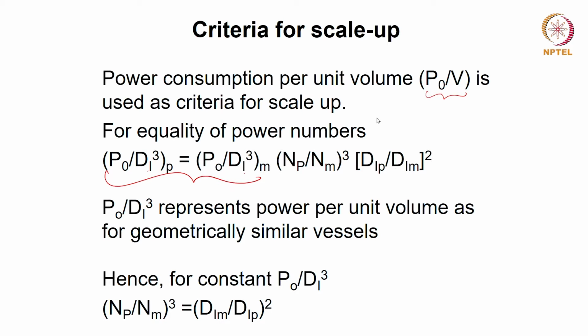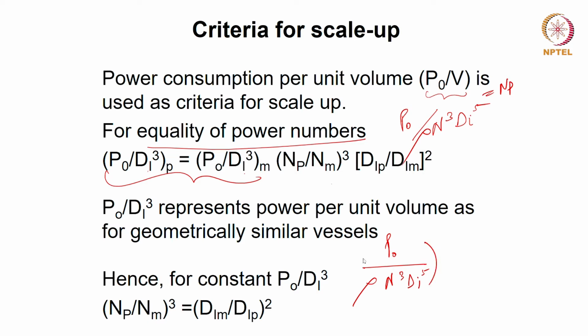If you do equality of power numbers and do the rearrangement, then your Di to the power of 5 can be broken up as Di cube and Di square separately. So we know that power number is P0 by rho N cube Di to the power of 5, isn't it? So equality of power number is to be achieved. So then P0 by rho N cube Di to the power of 5 at the prototype is equal to P0 by rho N cube Di to the power of 5 at the model type. Density is the same, so it can be cancelled.